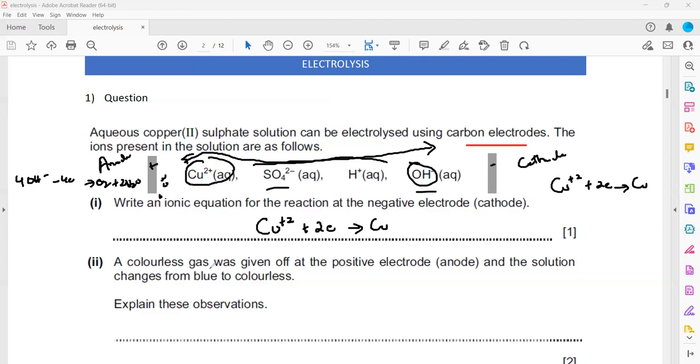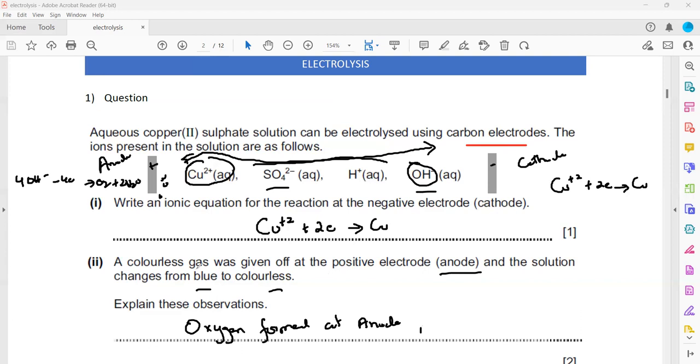So the question is, a colorless gas was given off at the positive electrode, or anode, and the solution changes from blue to colorless. We have to explain this observation. So what are the bubbles of the colorless gas? We'll mention that oxygen is formed at the anode due to the movement of hydroxide ions.